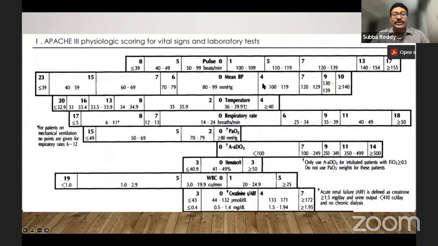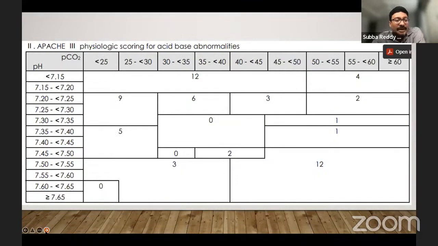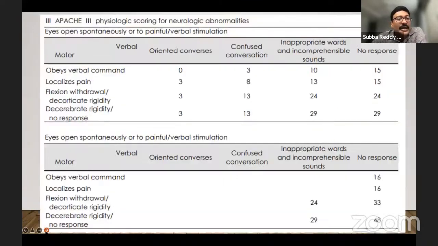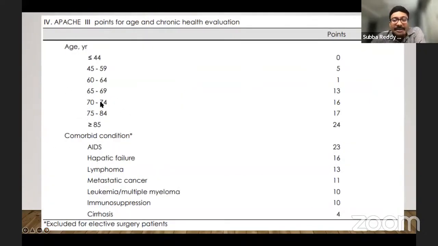They have given 4 points for an increase in blood pressure or a decrease in blood pressure. They have given 0 to 4 scoring points in Apache 3 for all the physiological variables. They have taken acid-base disturbances, ABG, into consideration, and they have incorporated GCS in Apache 3. For age, they have given up to 24 points. If they are 45 to 50, 60, they get 5 points. If they are more than 85, 24 points.